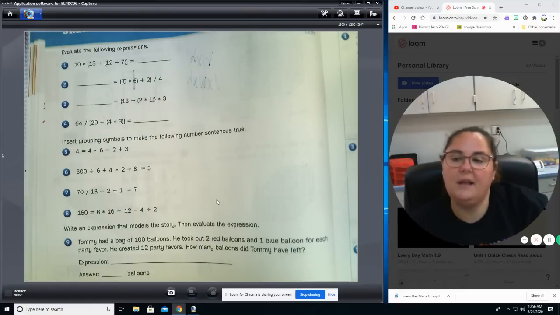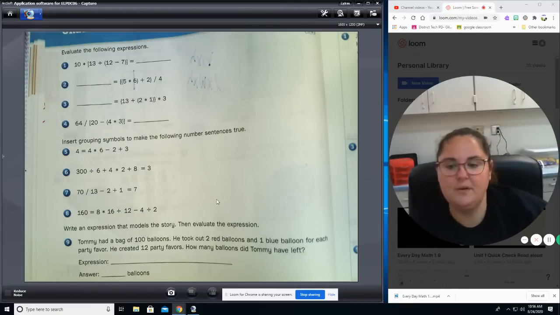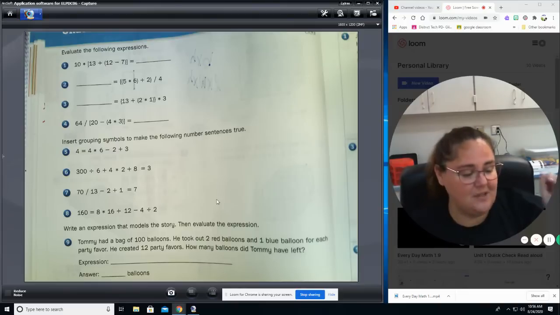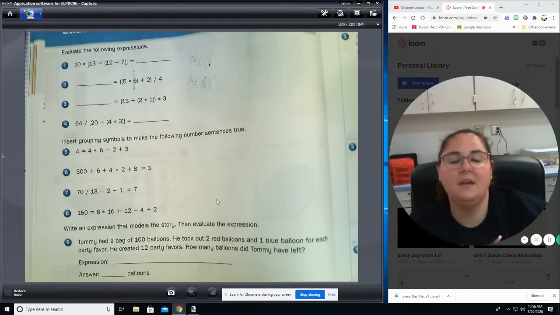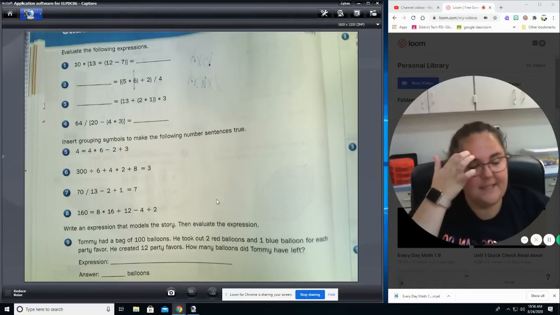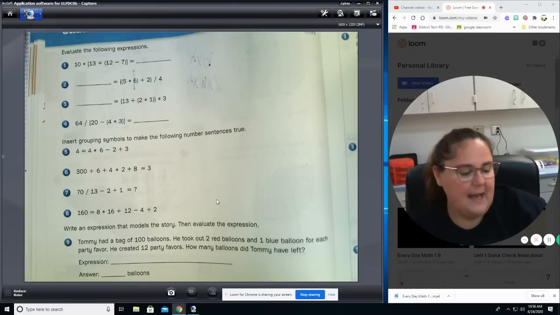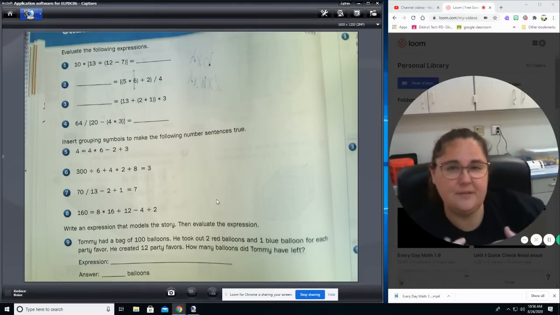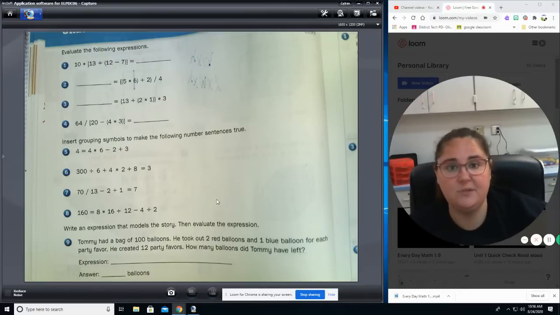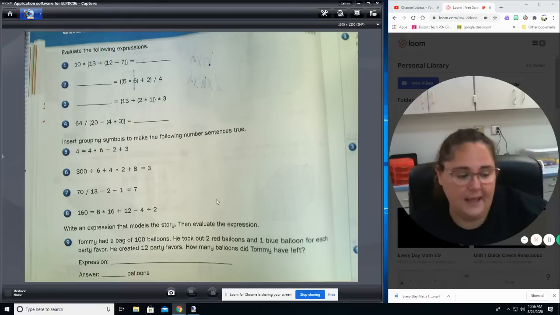So we're going to go through talking about the expressions and grouping symbols and how you can do this. This is something that you're going to need to do all year long. Okay, so what's going to happen is we're going to go through today and we're going to talk about how you need to answer these questions, about how you can use grouping symbols and these expressions to help you solve problems. Okay, so looking at this page, so this is page 34, Understanding Grouping Symbols, it says evaluate the following expressions.